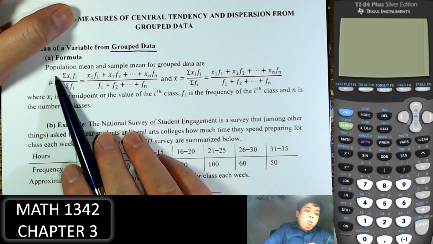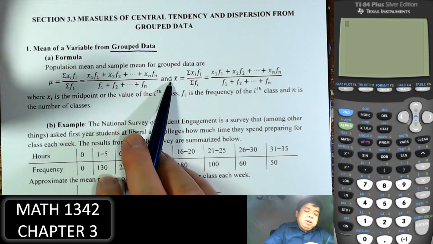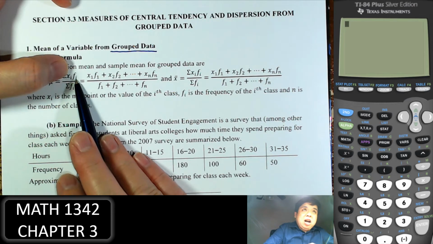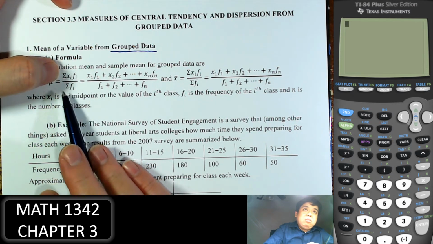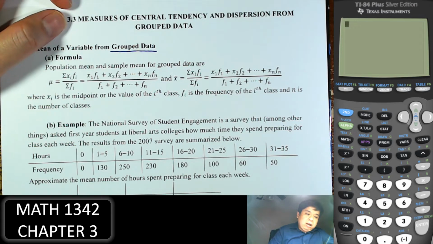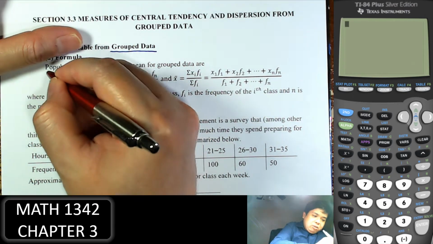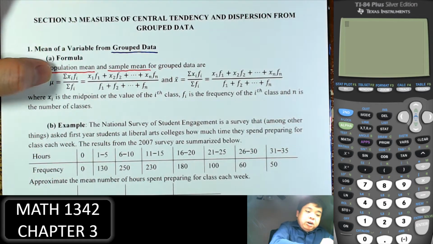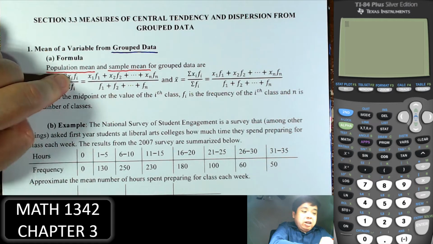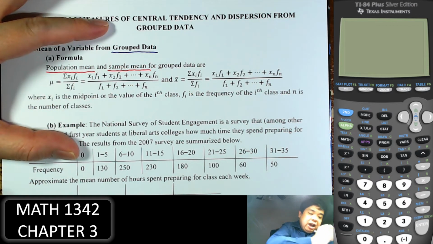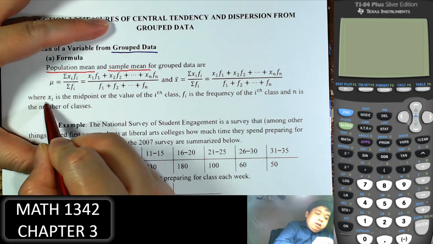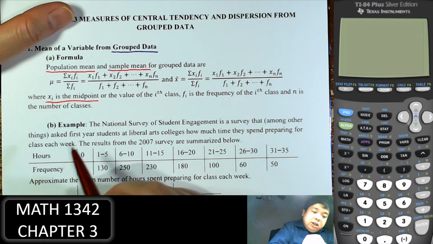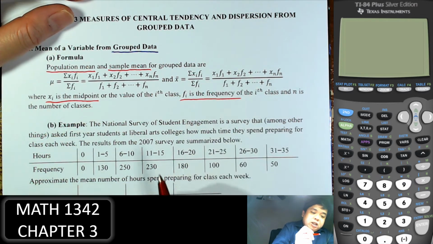For the population mean and the sample mean, we take each observation, multiply by how many times it occurs, divided by the total number of the frequency. The population mean is mu, and the sample mean is x bar. For the grouped data, for observation xi with the frequency fi, xi is the midpoint of the observation, and fi is the corresponding frequency.